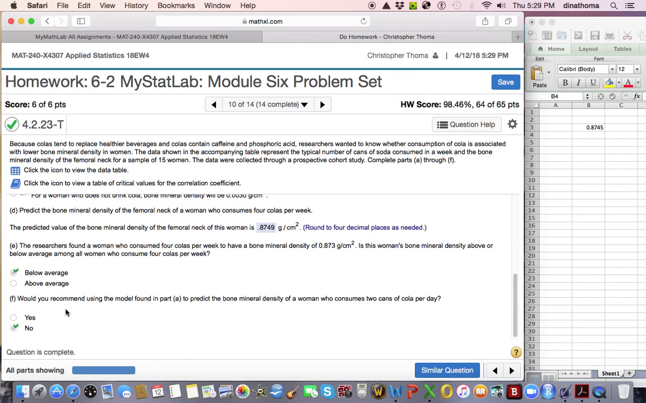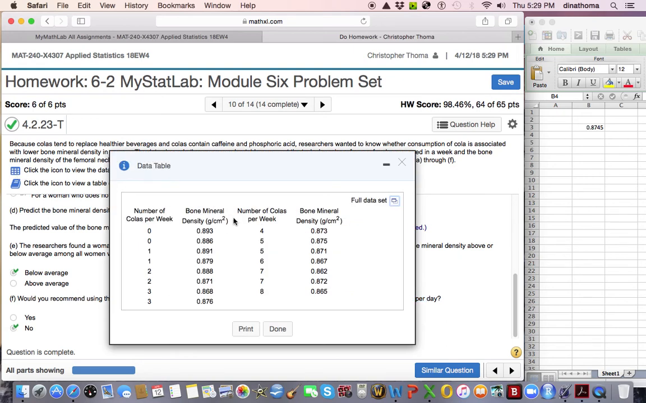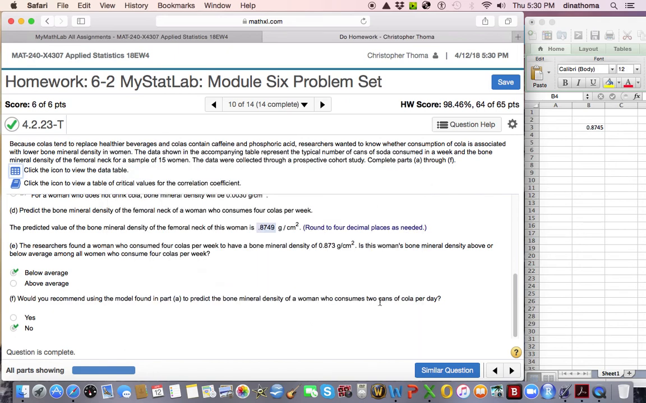All right. Would you recommend using the model found in Part A to make a prediction? Here's where you have to be careful again. 2 cans of cola per day. Our model does what? Cans per week. So you have to multiply 2 times 7, which is 14. So we go back to our data, and we see 14 is greater than 8. So it's outside the scope of our original data. We never want our models to predict outside of our original data. So since it's outside our data, we would say no. I would not want to use our model to predict someone that drinks 14 colas per week. So the answer is no.